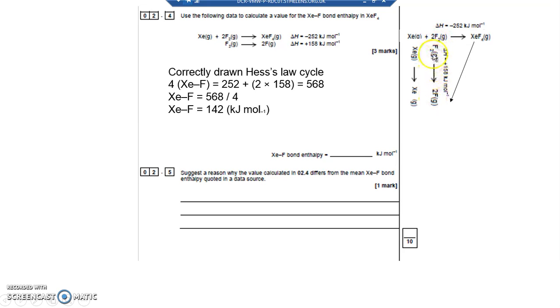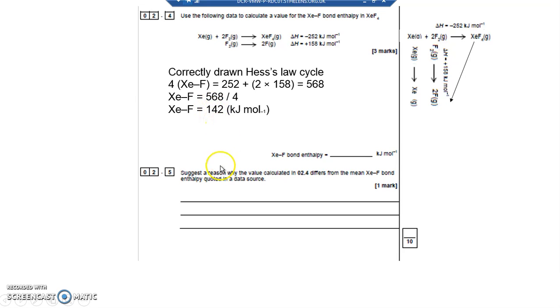2F2 to 4Fs, well I've got F2 to 2Fs is plus 158, so I can double that. So now I've worked out this change here: plus 252, 0 for this one, 158 multiplied by 2, giving 568 to turn this XeF4 into Xe and 4Fs. I want the bond enthalpy of one of them, however, so I'm going to have to divide by 4, giving plus 142. Now the energy to break a bond is going to be endothermic. It's going to require heat, take in heat.